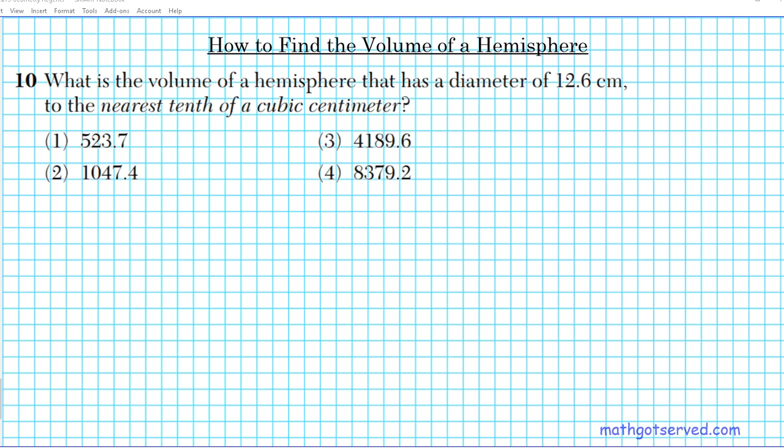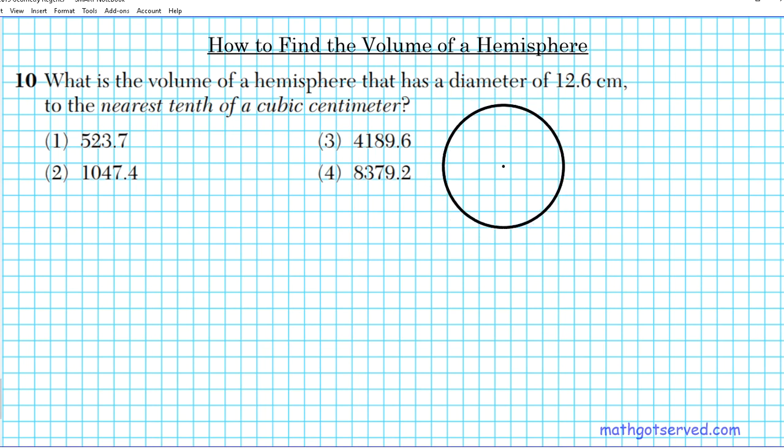So question 10 reads, what is the volume of the hemisphere that has a diameter of 12.6 centimeters to the nearest tenth of a cubic centimeter? Alright, so before we get started, we're going to write down what the formula is. And before we do that, let's take a look at what a hemisphere is, okay?